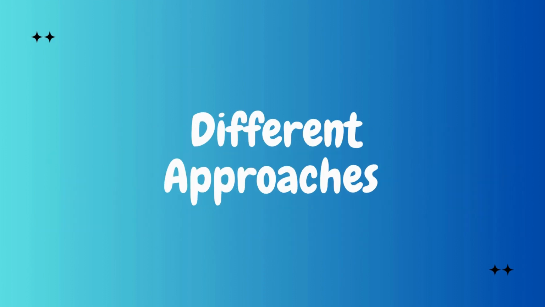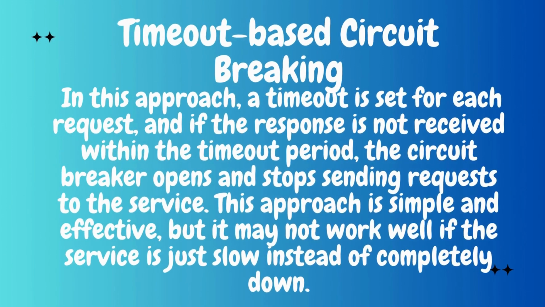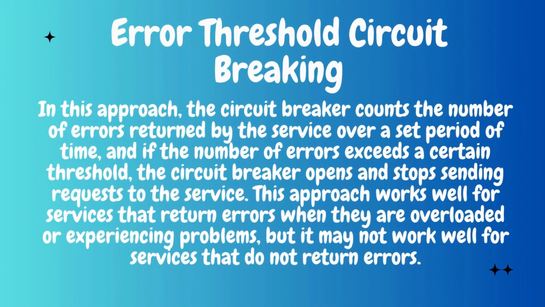We have different approaches to handle this kind of circuit breaking. The first one is timeout based circuit breaking. In this approach, a timeout is set for each request, and if the response is not received within the time period, the circuit breaker opens and stops sending requests to the service. This approach is simple and effective, but it may not work well if the service is just slow instead of completely down.